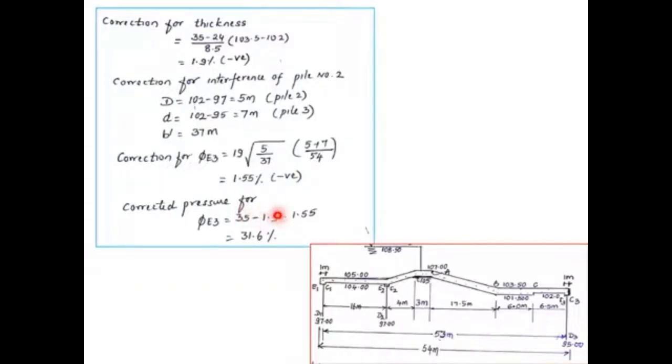So we applied correction for the thickness as well as for the interference, but no corrections applied for the slope, because E3 is neither the end point of the slope nor the starting point of the slope. So that's the reason why the correction for the slope is nil.